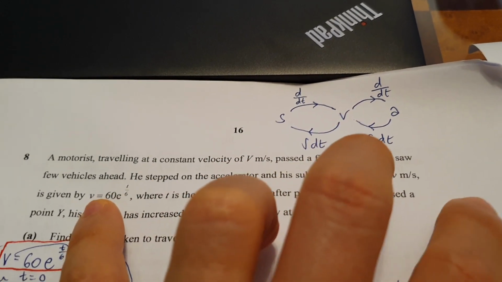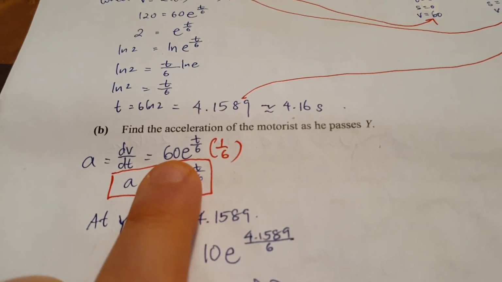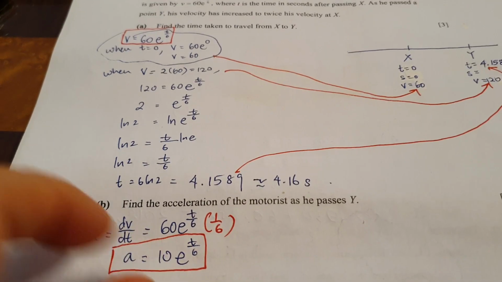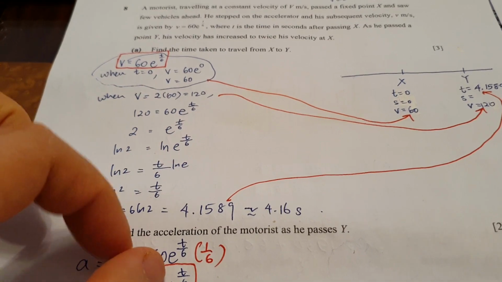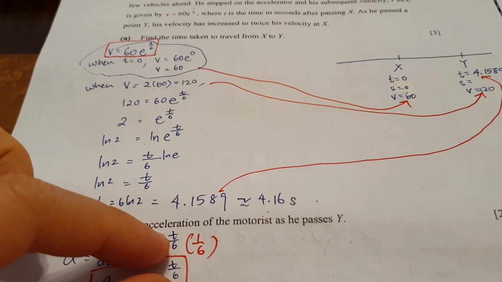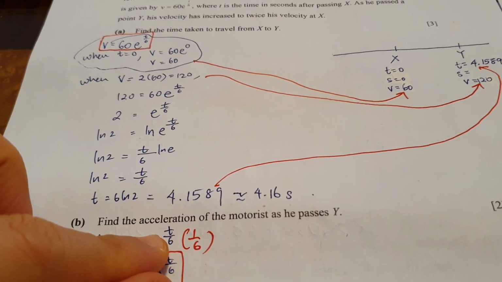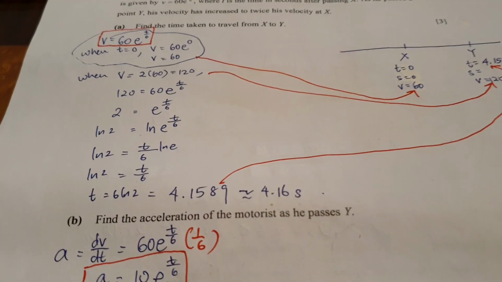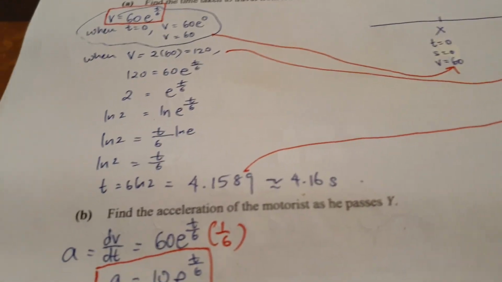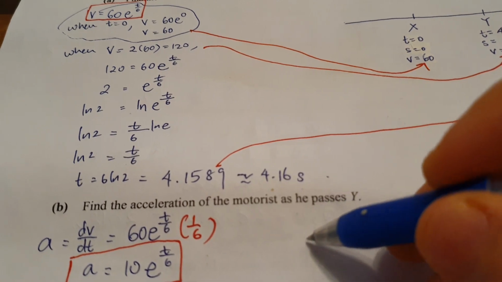That means I differentiate this. So differentiate the exponential function, just photocopy whatever you have. You see I photocopied 60e^(t/6), right? Then I differentiate the power. t over 6 is just 1/6 t. It's just 1/6 times t.